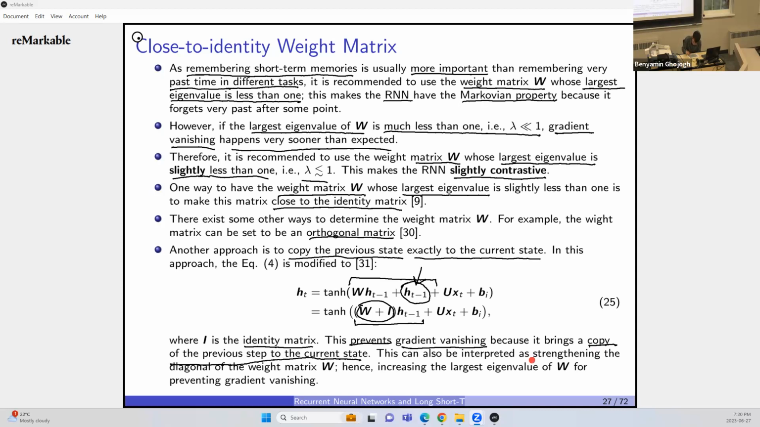This can be interpreted as strengthening the diagonal of the weight matrix, hence increasing the largest eigenvalue of W for preventing gradient vanishing. Also, you can see it in another way. In backpropagation, you have another way, just a shortcut to the previous state, right? Therefore, the gradient flow is better. Therefore, it prevents gradient vanishing. So you can also say gradient flow will become better. Shortcut.